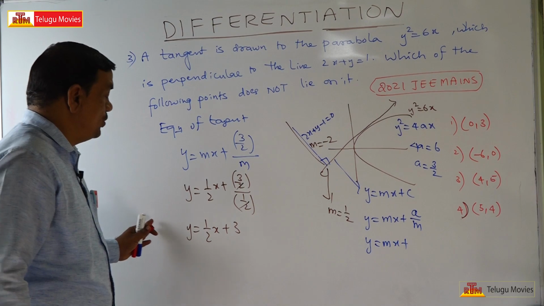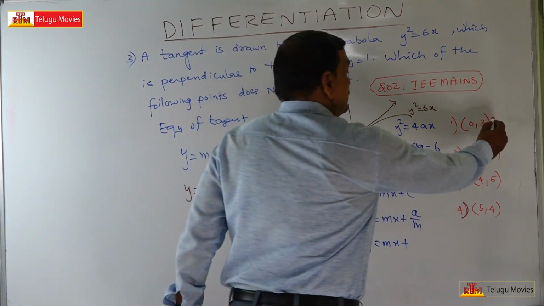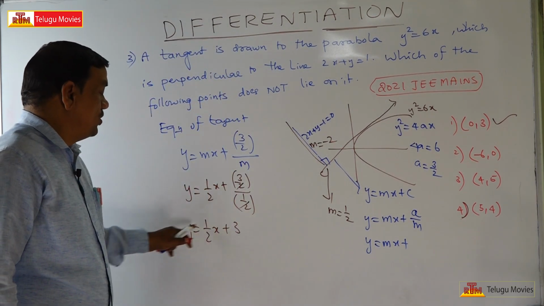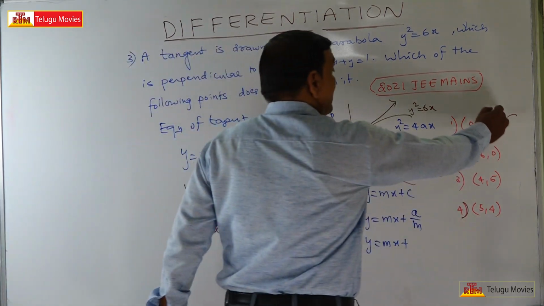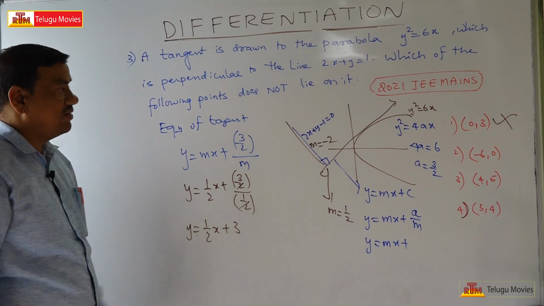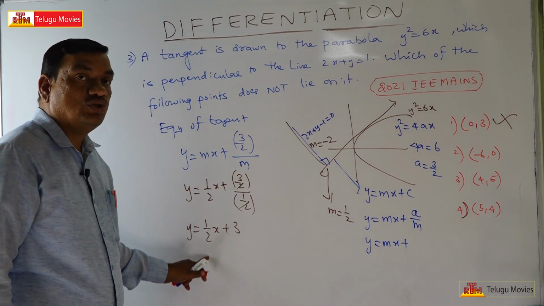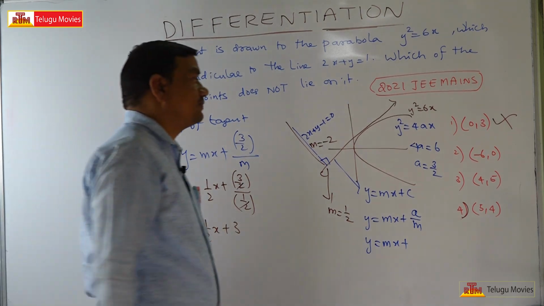Okay, so now you will check one by one. First, substitute the point (0, 3). Wherever x is there, substitute 0, and y is equal to 3. So that cannot be your answer. Why? Because it lies on the tangent. So this is the equation of the tangent. Second one, (-6, 0). So -6, that means 2 1s are 2, 3s are -3, plus 3, 0. Therefore it lies on the tangent.